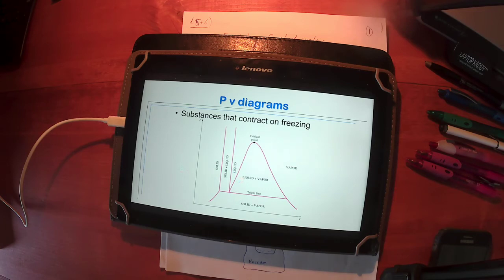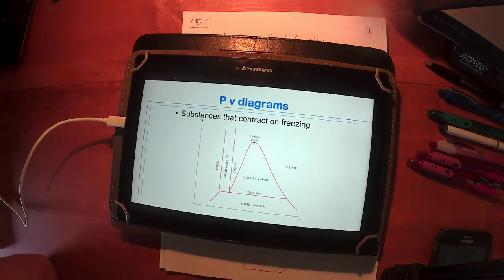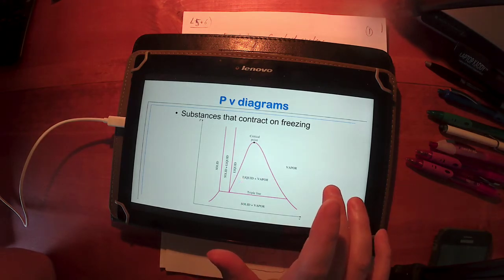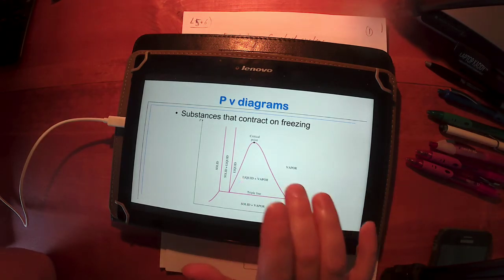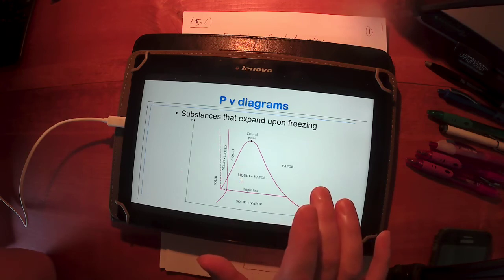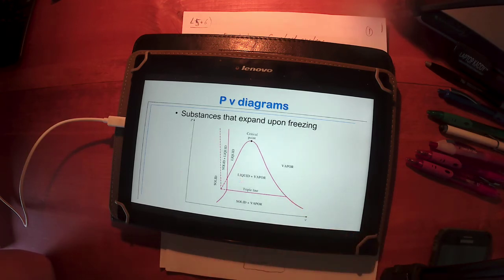If we include solids on a PV diagram, it looks much like this. Now this is for most known substances, because most known substances will contract on freezing, on becoming a solid from the liquid phase. There are some substances, specifically water and a few others, some rare earth metals, molybdenum, germanium, I think. You can look that up. There are some substances that will expand on freezing. The most common one, of course, is water, and it's quite important.